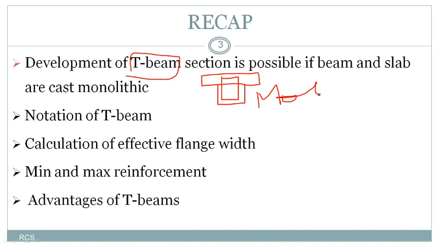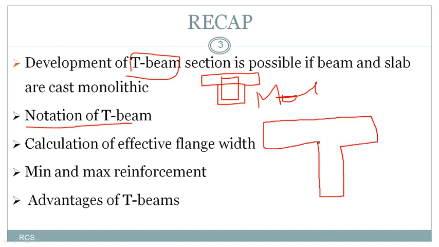It is possible when the slab and beam are cast at the same time, with the formwork erected at the same time, and the concrete is poured from the bottom of the beam to the top of the slab. And then we discussed the notation to be followed in T-beams. So let us draw a T-beam and its component parts. The notation is nothing but the component parts of a T-beam.